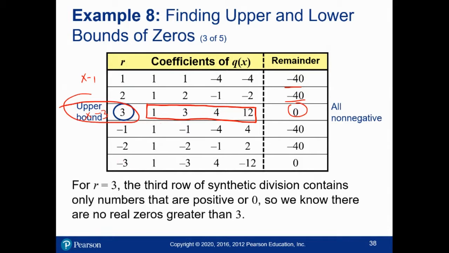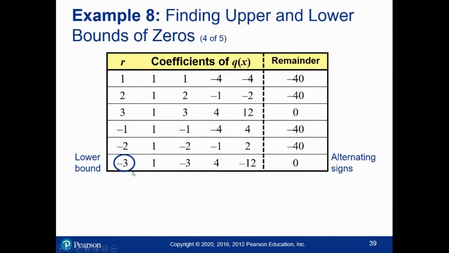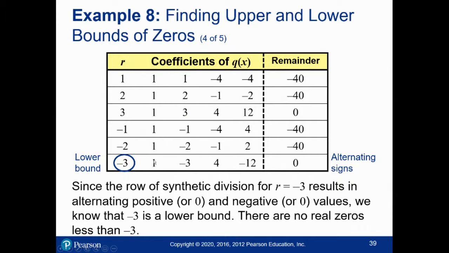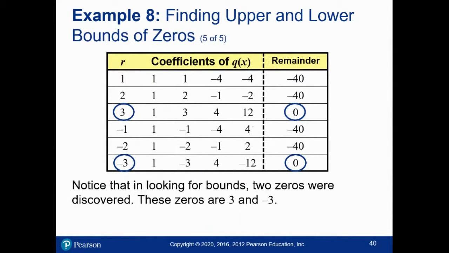On the last one, this alternates negative, positive, negative, positive, negative. When you're plugging in negative numbers, that's what you're checking. Therefore, there are no roots beyond -3. We also happened to find roots. Hey, that's neat. But also, because this positive input gave me all positive numbers, and this negative input gave me an alternating list, they form bounds on how big the roots can be.